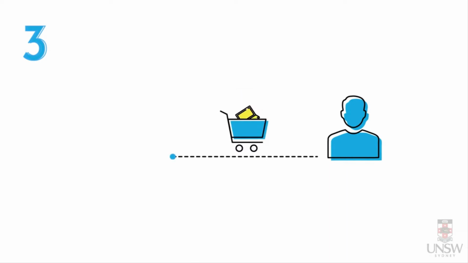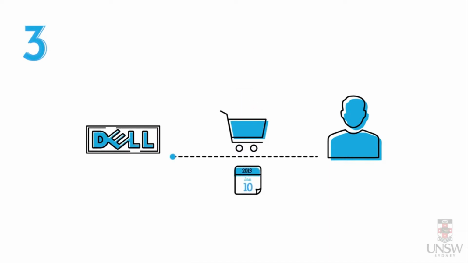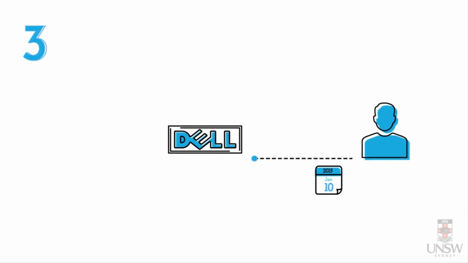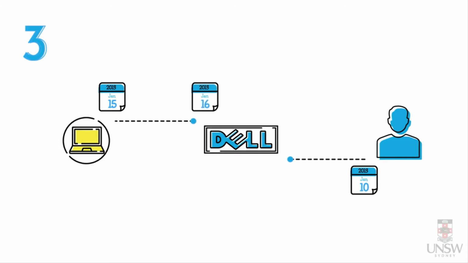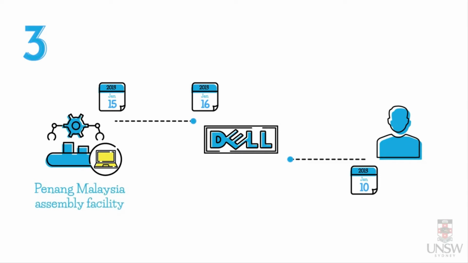Part 3. A customer in Sydney places an order for a laptop computer with Dell on the 10th of January 2013. They pay $599 through a direct bank transfer. Then the laptop is assembled, and that assembly is completed on the 15th of January 2013. The laptop is shipped on the 16th of January 2013 from its assembly facilities in Penang, Malaysia. The customer receives this laptop on the 22nd of January 2013. Dell always uses a third-party shipping company, FedEx, to deliver products to their customers.